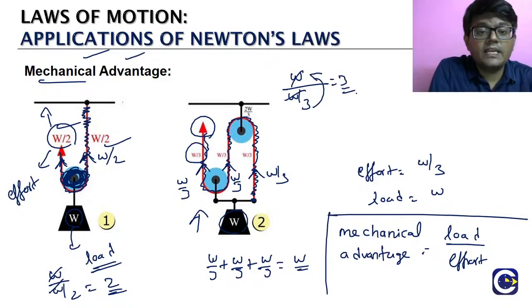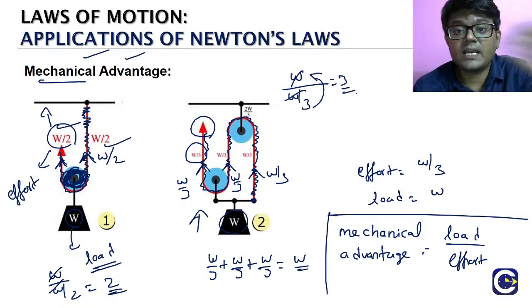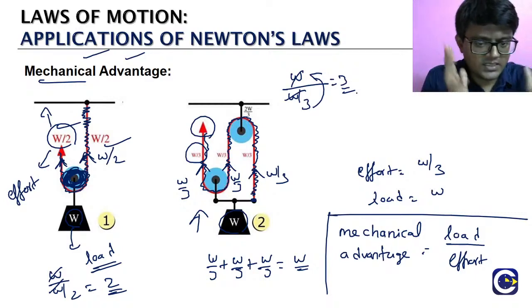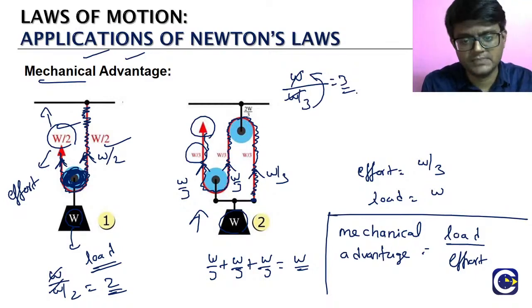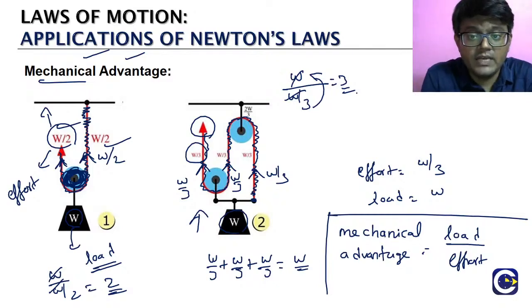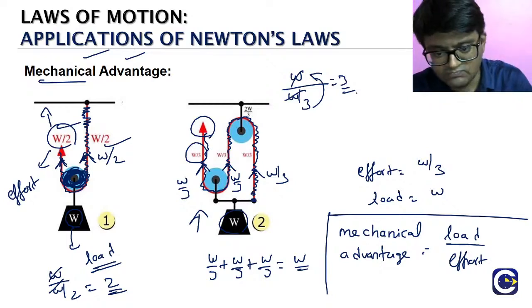So we can have different kinds of arrangements. We can have a setup with mechanical advantage 4, a setup with mechanical advantage 5, a setup with mechanical advantage 6, 7. You have to create such systems. If we keep adding pulleys one by one, what are you going to get? We are going to get systems with higher and higher mechanical advantages.